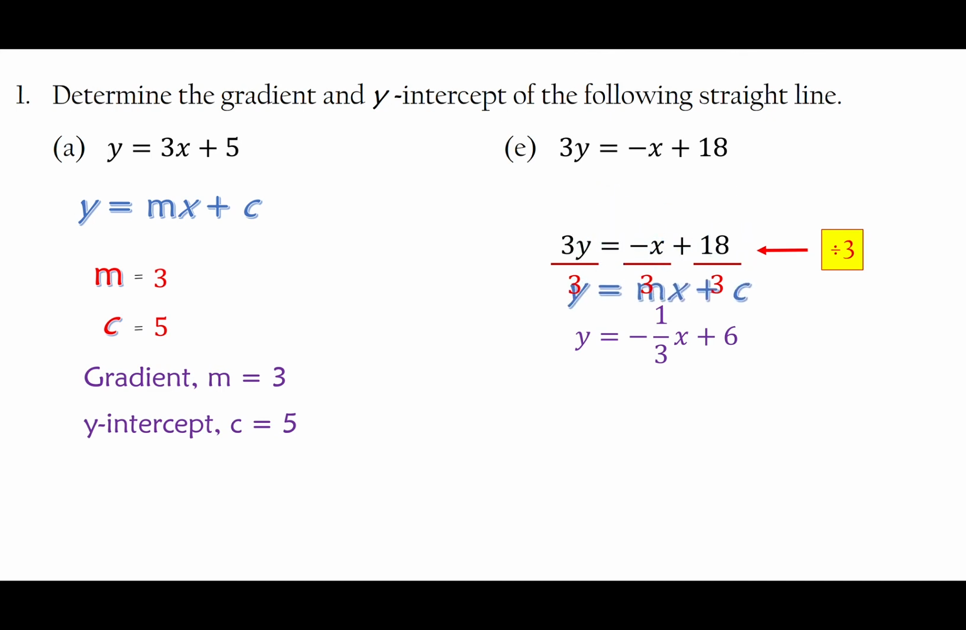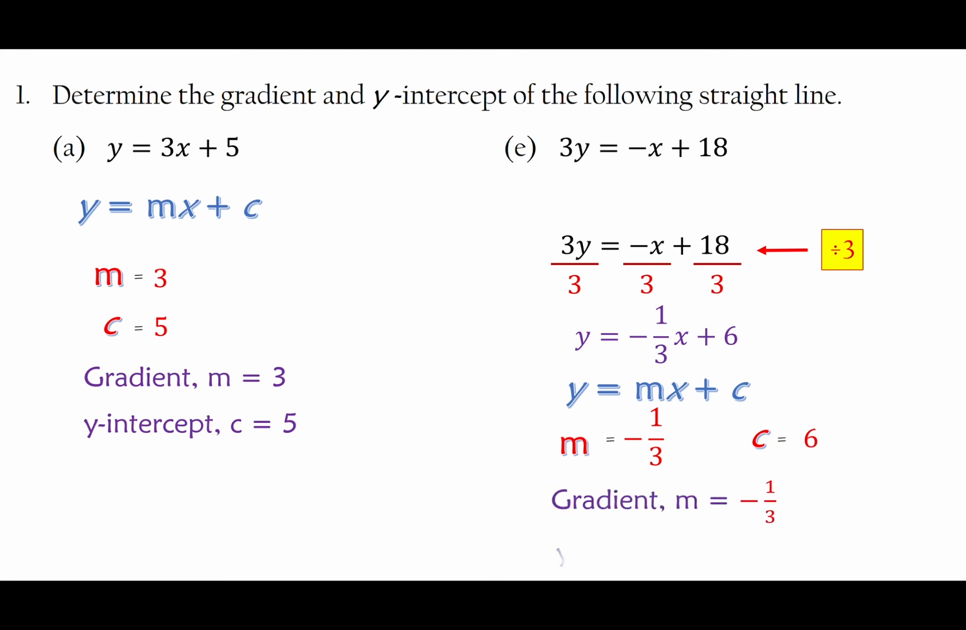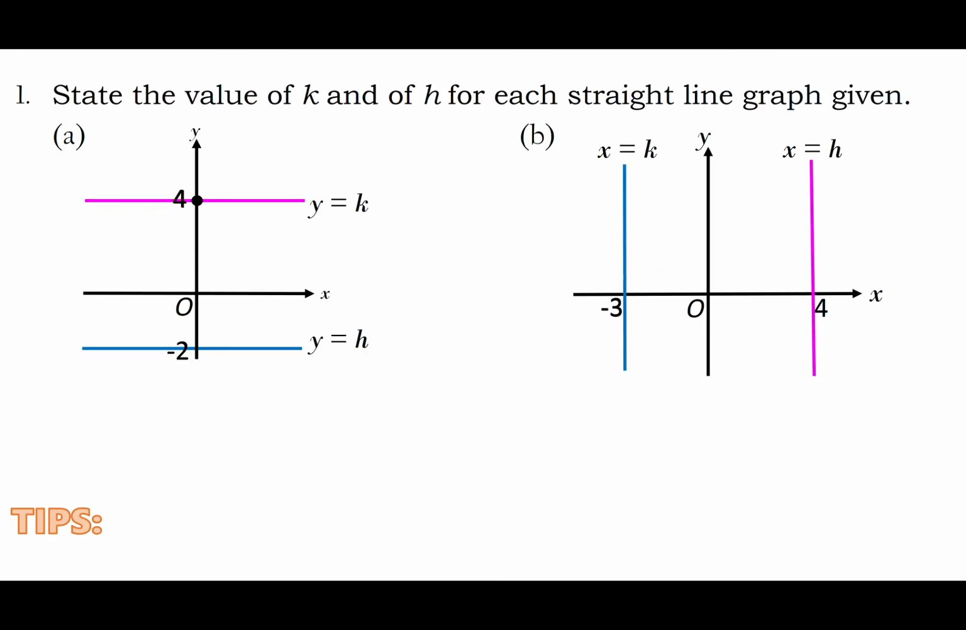So I compare again with y equal to mx plus c. So what is the m here? So m is equal to negative 1 over 3 and the c is equal to 6. So m is gradient, c is my y-intercept. Now we go to question 2.